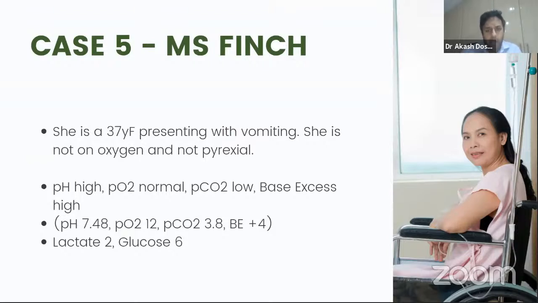Then we look at the bicarb. Well, the bicarb, with the base excess, i.e. the metabolic part, we find that that is high. Therefore, this patient has got a respiratory alkalosis, but also a metabolic alkalosis. We call this a mixed alkalosis, or a respiratory and metabolic alkalosis. Their lactate is 2 and their glucose is 6. So this patient has a mixed alkalosis.